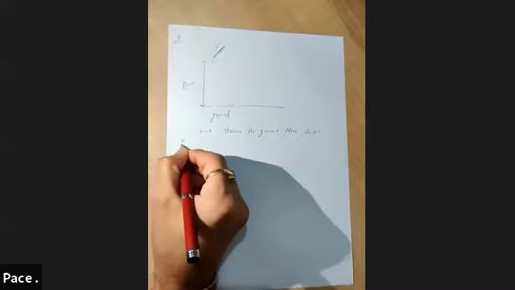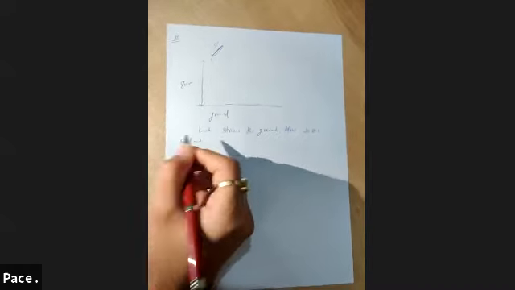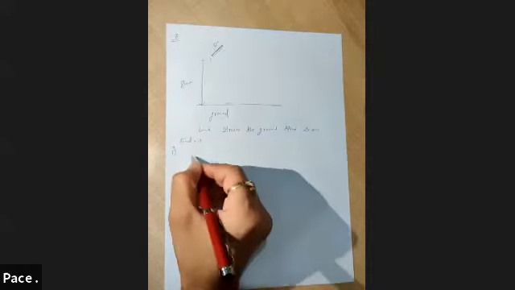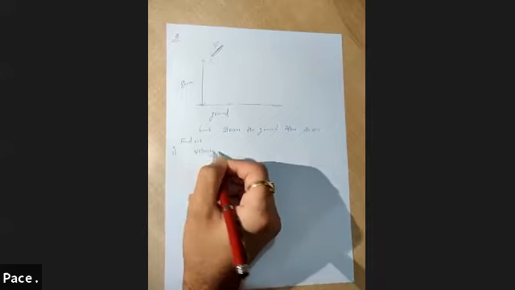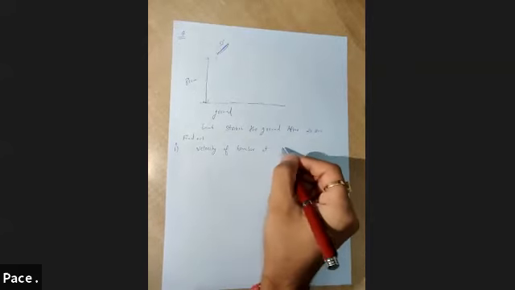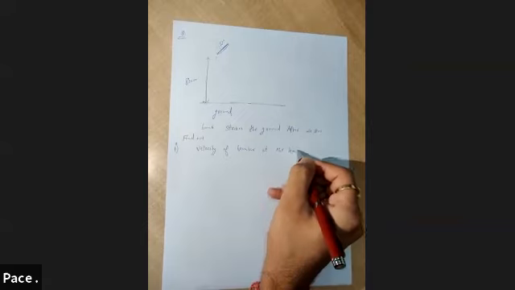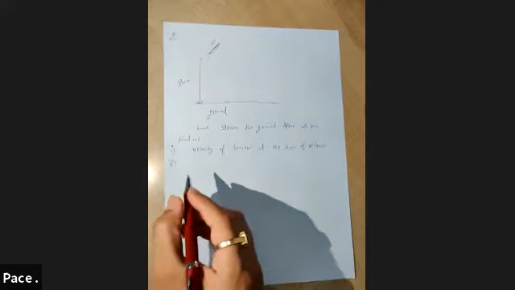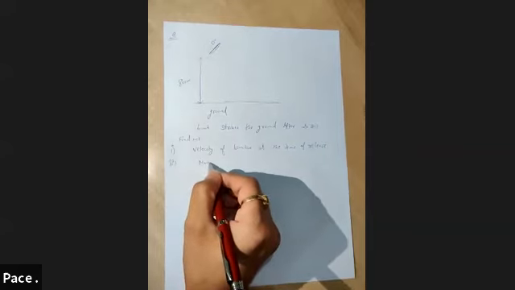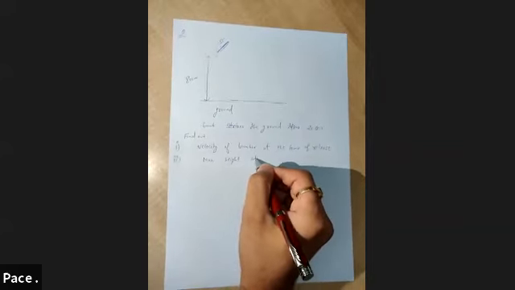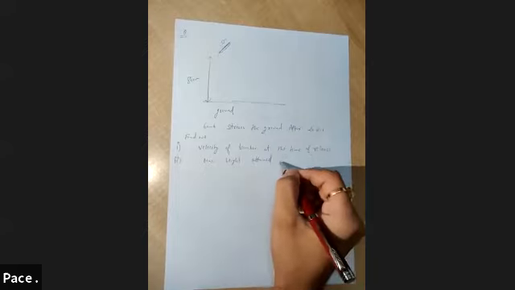Find out the first part: velocity of bomber at the time of release. Second part: maximum height attained by the bomb.